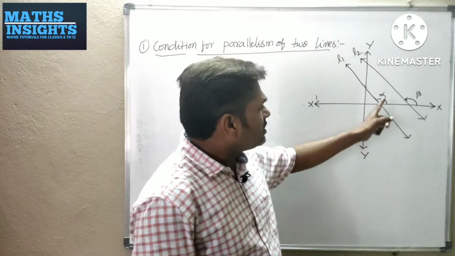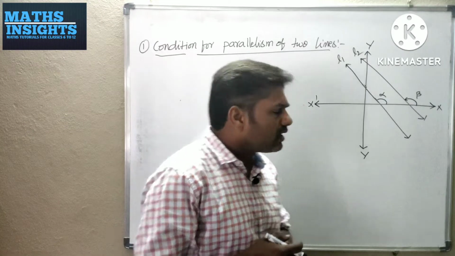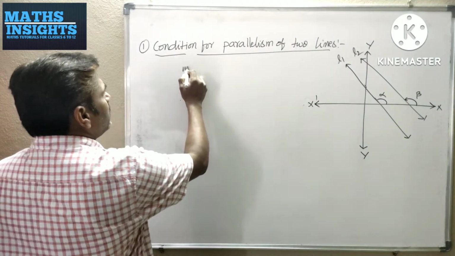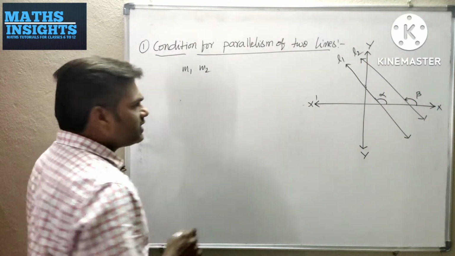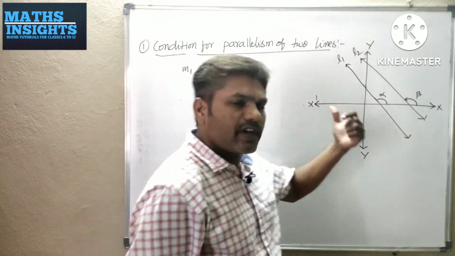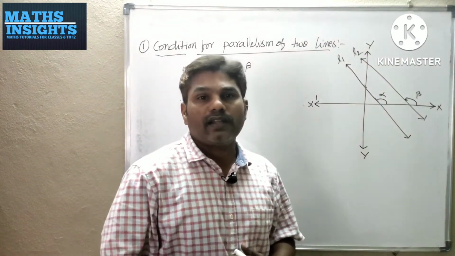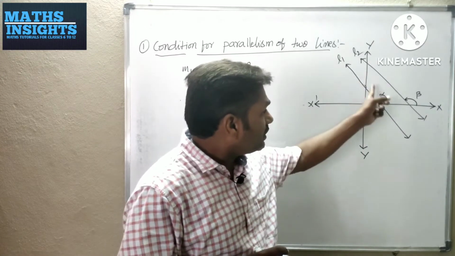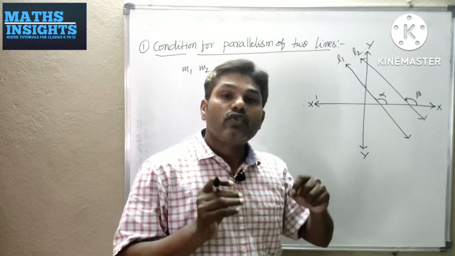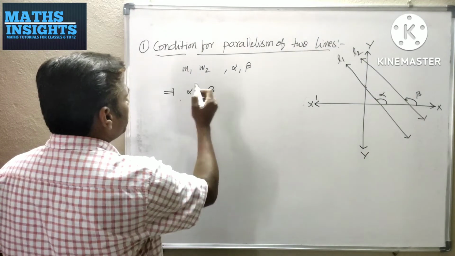Let their inclinations be alpha and beta. Let m1 be the slope of the first line and m2 the slope of the second line. Therefore, m1 and m2 are the slopes of the lines, and alpha and beta are the inclinations made by these two lines. If the lines are parallel, then automatically the inclinations of those lines are equal. That implies alpha is equal to beta.